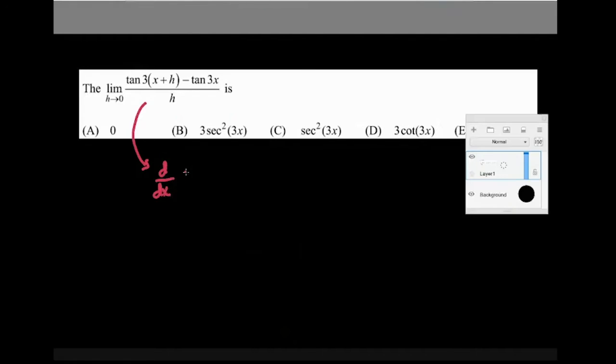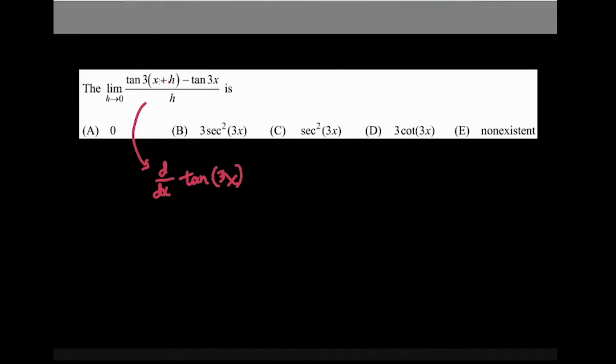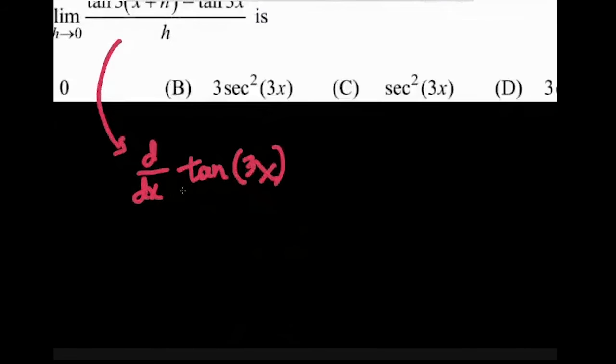So we have this problem here, and the thing I said before was I want you to break this down into what this actually means. What this means: derivative of tan of 3x. I don't want you to actually go through the limit process of solving that because it involves a lot of trig properties, and it would just be a waste of time. So it's best to translate this to what it actually means. It means the derivative of tan of 3x.